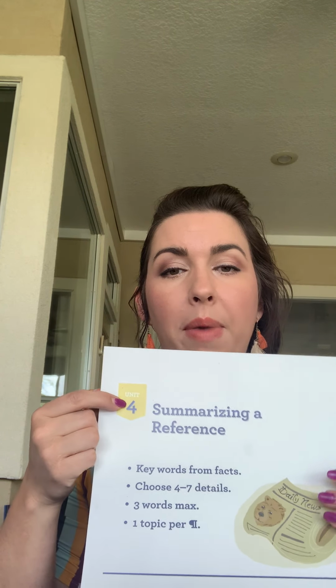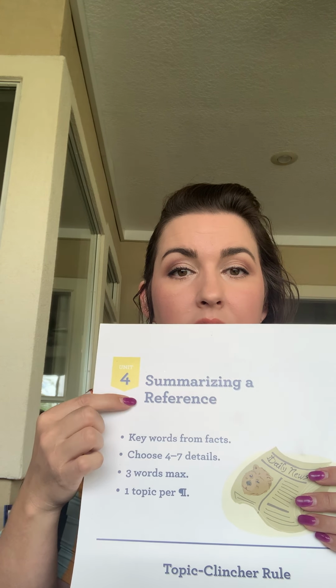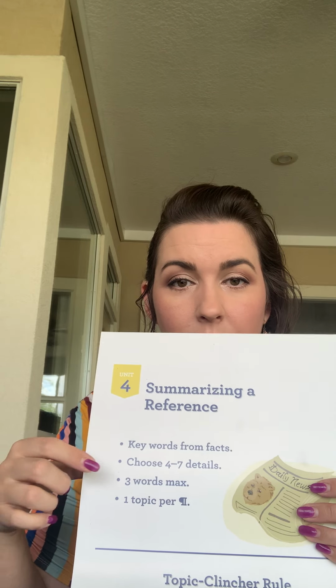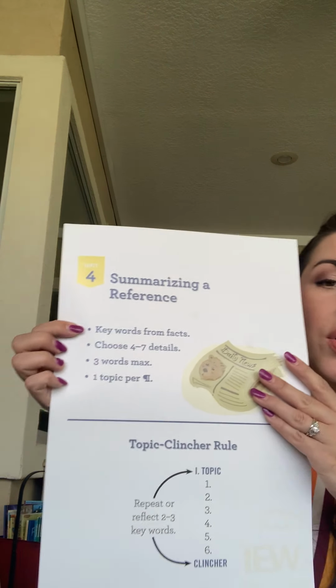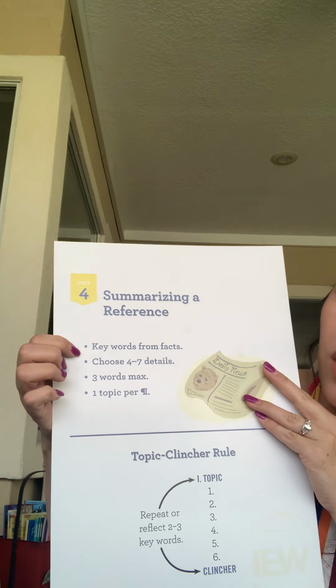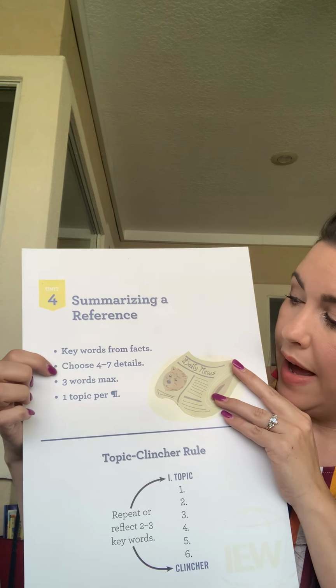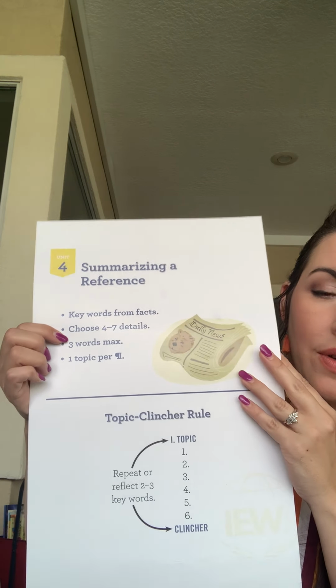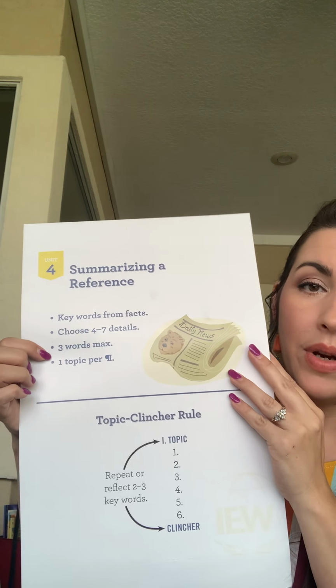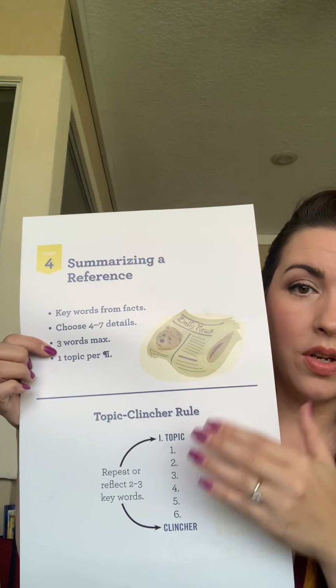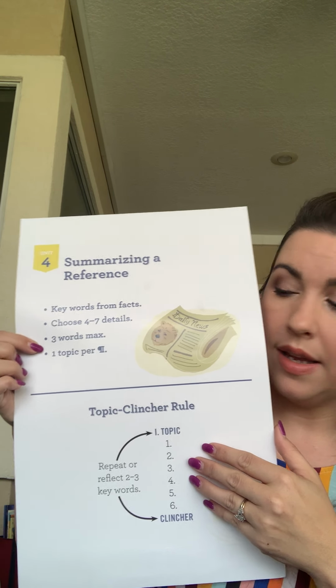So back in Unit 4, you guys learned how to summarize a reference, okay? That's where, remember, I put the word SOME here, S-O-M-E. You're taking some of the facts, not all of the facts, okay? So your key words are coming from the facts that you choose, okay? You have 4 to 7 details, okay? You had 3 words max per line still when you're doing your keyword outline, all right?